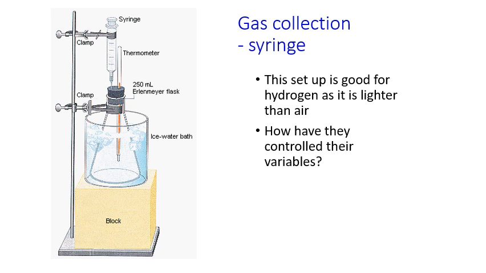So here's an example of a rate of reaction which is determined by the collection of a gas using a syringe. This is a good setup for gases which are lighter than air, because obviously the gas is then going to rise from the reaction vessel into your syringe. And how have they controlled their variables? Many ways. You've got the idea of an ice water bath to control the temperature. You've got a block here, so that kind of controls the insulation also of temperature. So these are all ways that the experimenters have controlled or tried to control the variables.